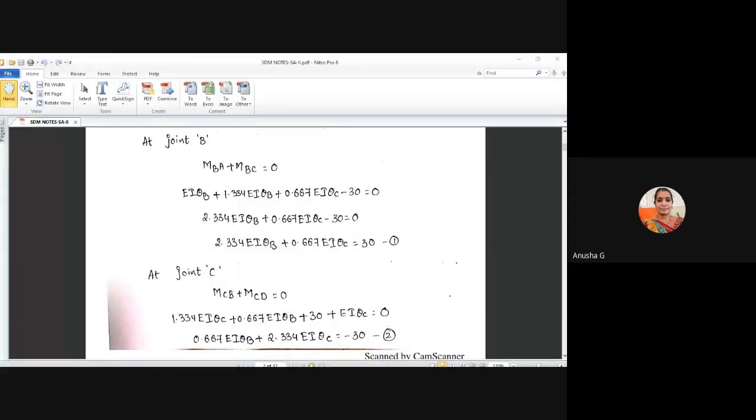Solve the two equations and tell me the theta B and theta C values, ma. At joint B, we get MBA plus MBC equal to 0. At joint C, MCB plus MCD equal to 0. We'll get the two equations here. All of you can observe these two equations. Now tell me the values of theta B and theta C. You have to solve and then tell, then we'll go to the next slide, whether it is correct or not.